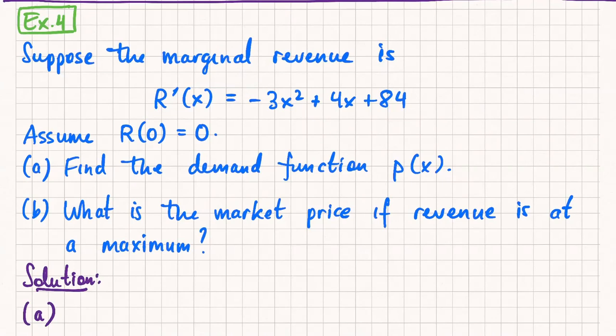Okay, so in this problem, we're given the derivative of revenue, right? Marginal revenue. So already you should recognize this as an IVP. It should already jump out at you. That's an IVP. Why? I gave you the derivative and I gave you a point. So at some point, you're going to have to solve that IVP.